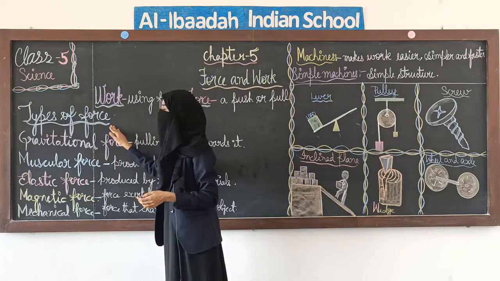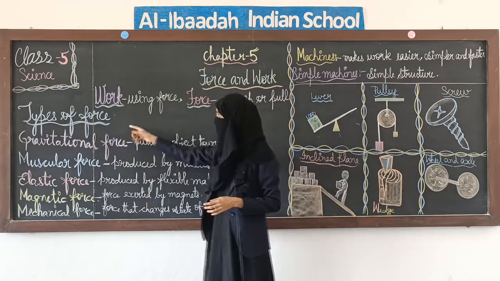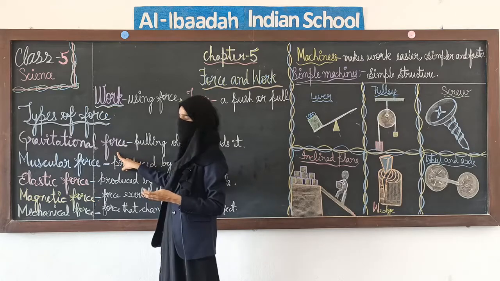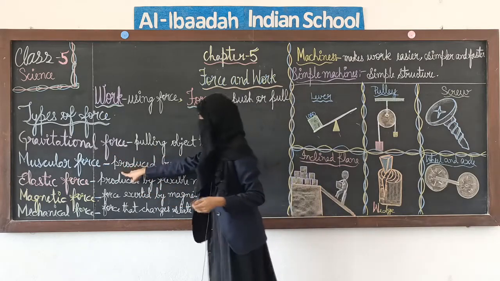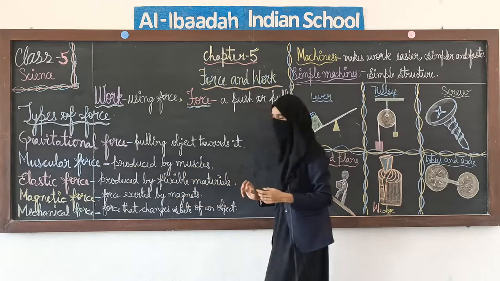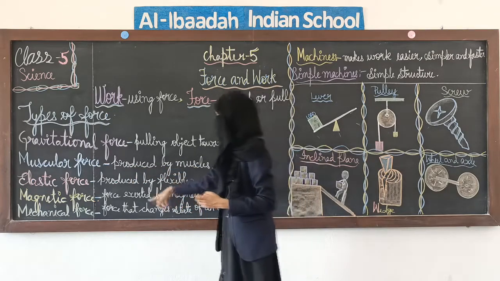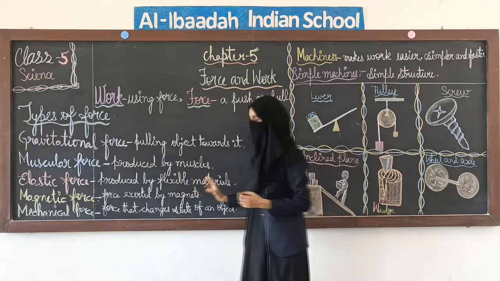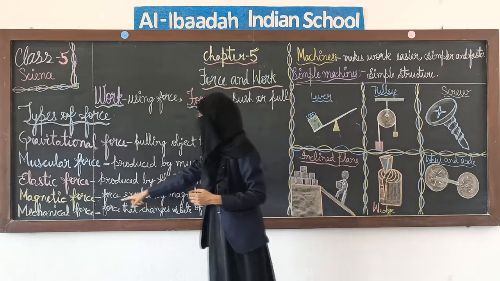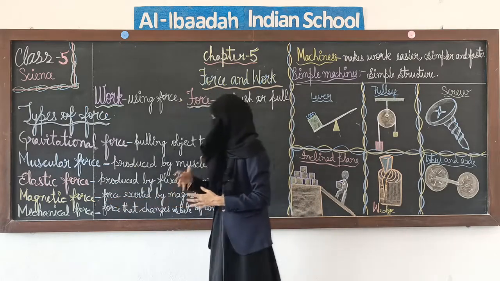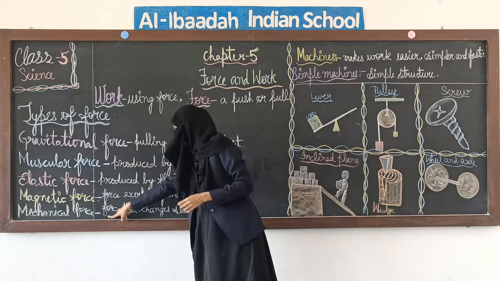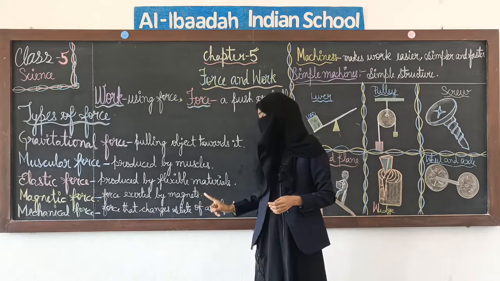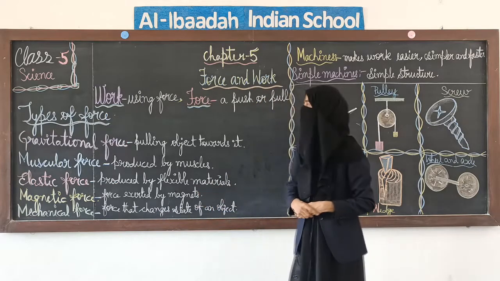Next is types of forces. There are various types of forces. Gravitational force, pulling objects towards it. Muscular force, produced by muscles, and elastic force, produced by flexible materials. Magnetic force, force exerted by magnets, and mechanical force, force that changes the state of an object.